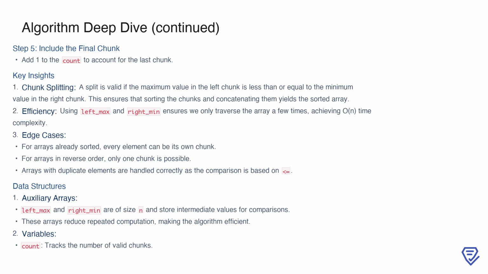Finally, the algorithm handles edge cases like arrays that are already sorted, arrays in reverse order, and arrays with duplicate values seamlessly. For example, if the array is already sorted, each element can form its own chunk, and if the array is in reverse order, only one chunk is possible.